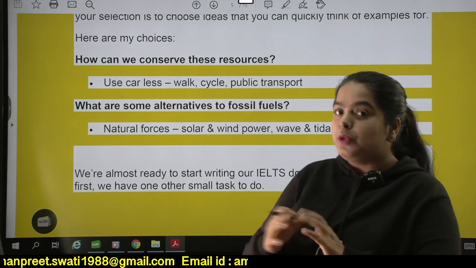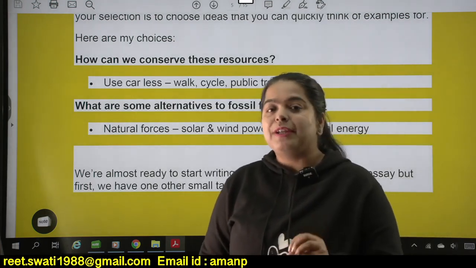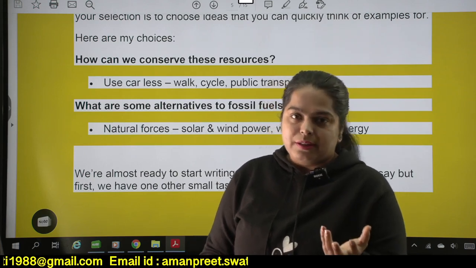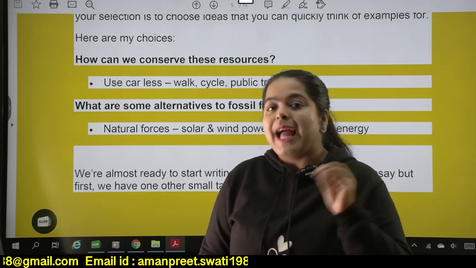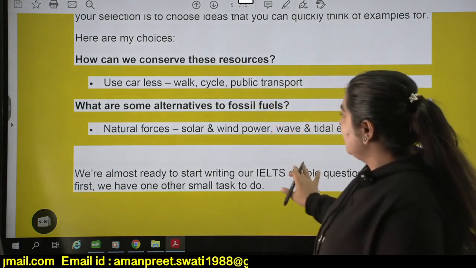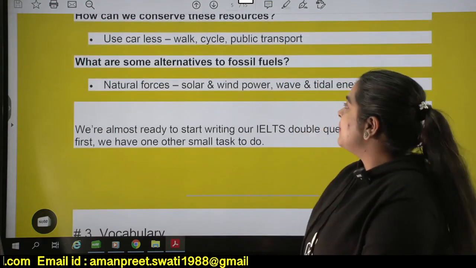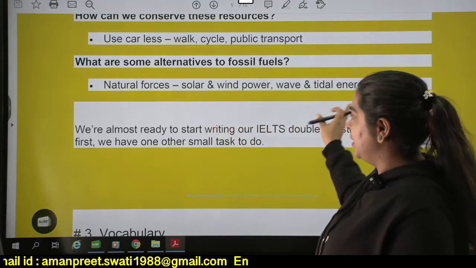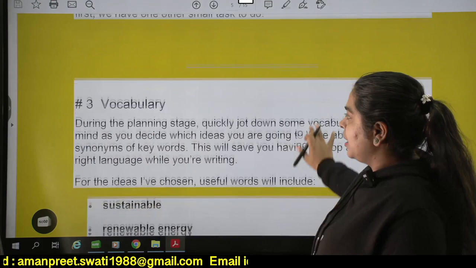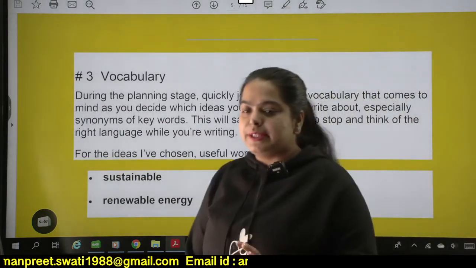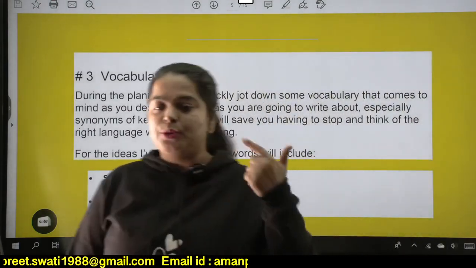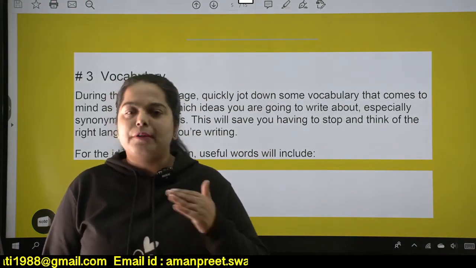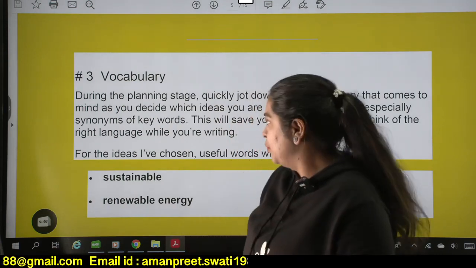Do not incorporate too many points, as it is difficult for the examiner to take out the nutshell of what you are actually talking about. Now, some alternatives to the fossil fuels: natural forces, solar, wind power, wave, tidal energy. Okay, now you are already well versed with this aspect. How to answer it? Introduction, main body para 1, which is also referred to as second paragraph, third para, and the fourth para, which is related to the conclusion.